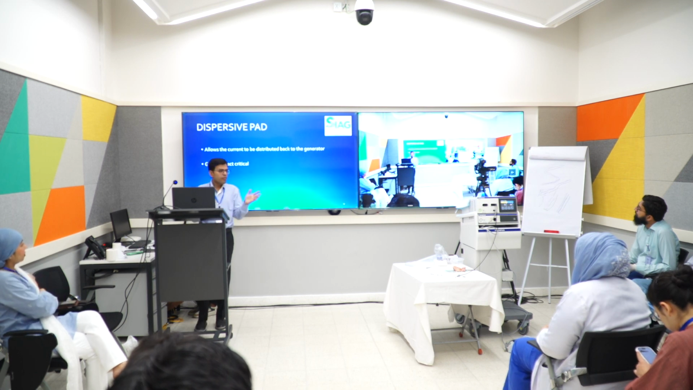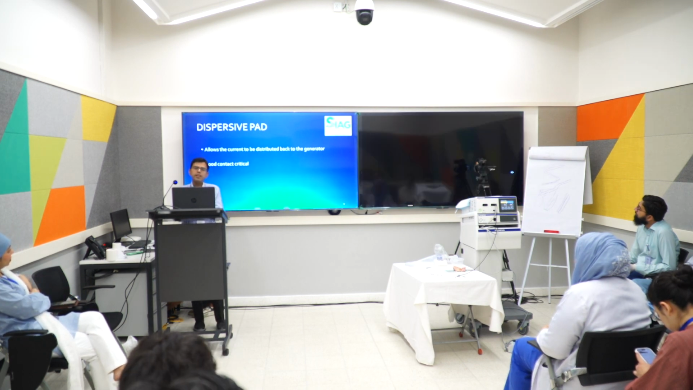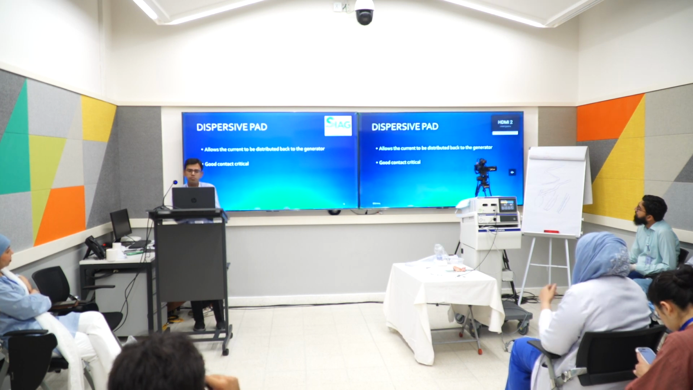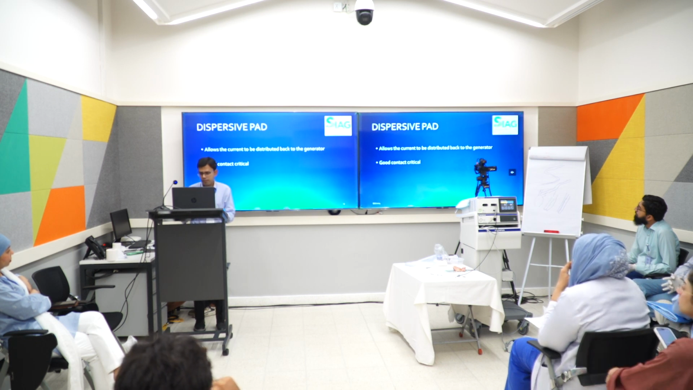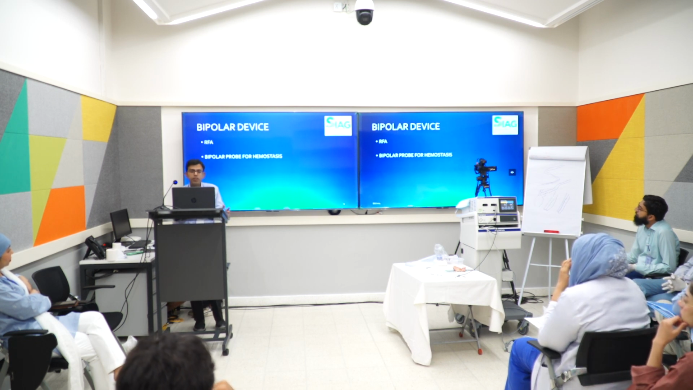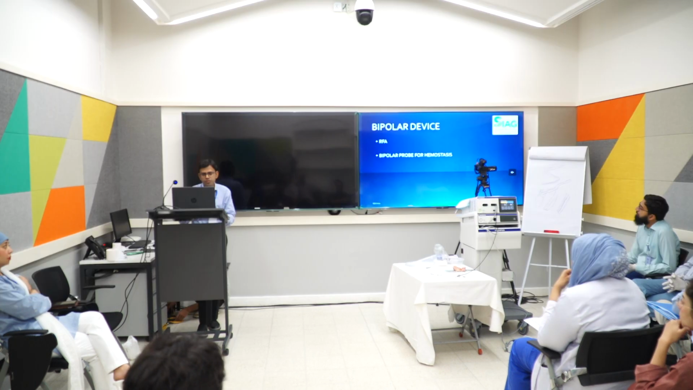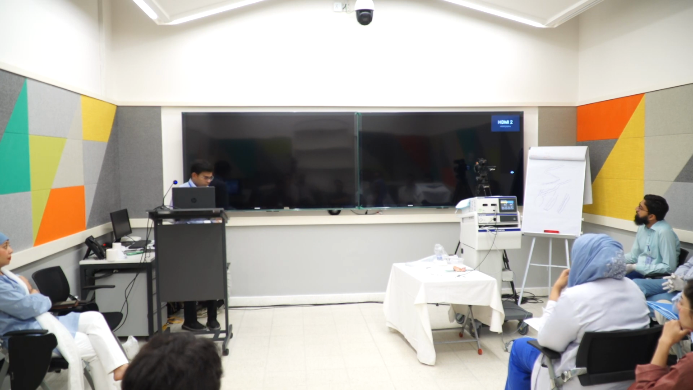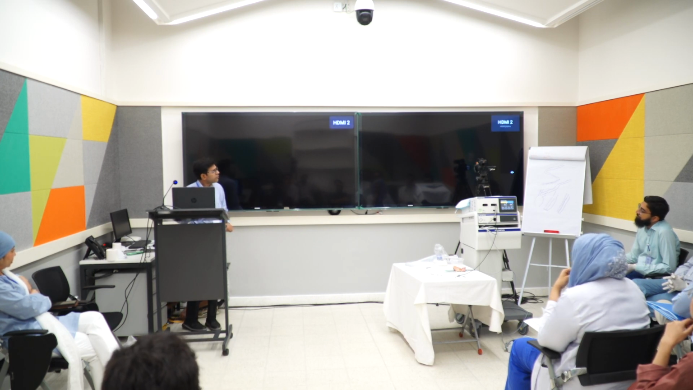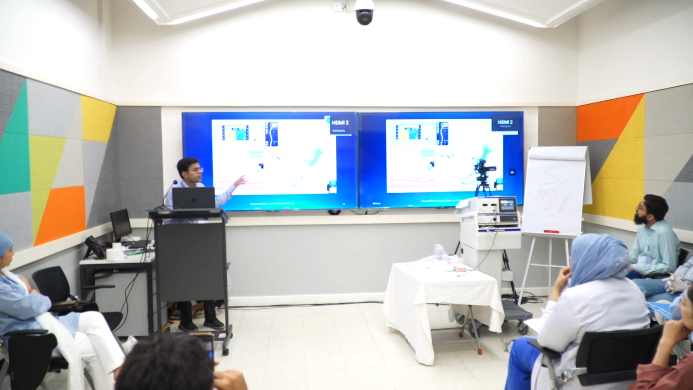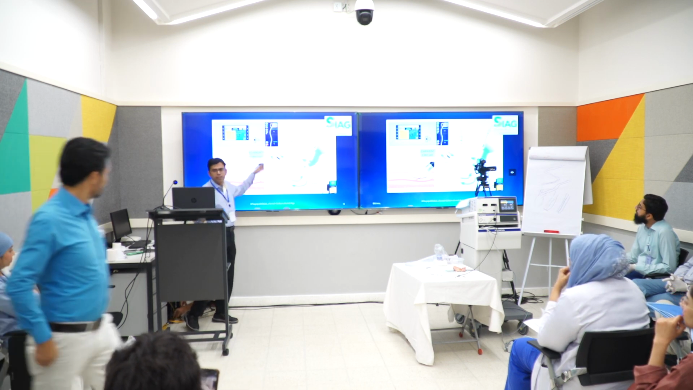So what is the use of the dispersive pad? Obviously, it dissipates the excess heat generated in the body. It allows the current to be distributed back to the generator and completes the circuit. What are bipolar devices? Notably, RFA is a bipolar device, and the hemostatic gold probe and bipolar probe are the common devices that we use. In a bipolar circuit, we don't have a dispersive pad. The circuit is completed within the electrosurgical unit.